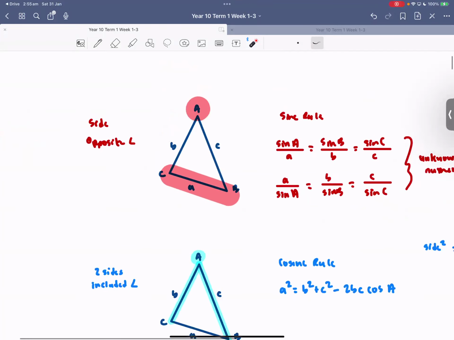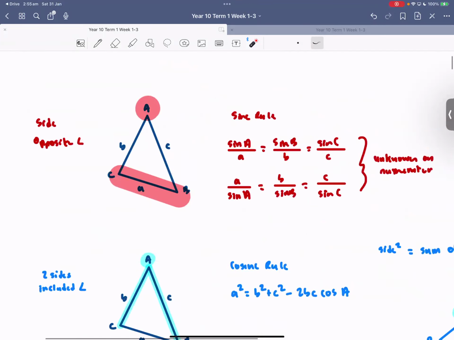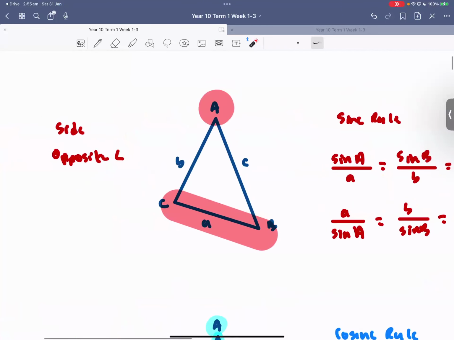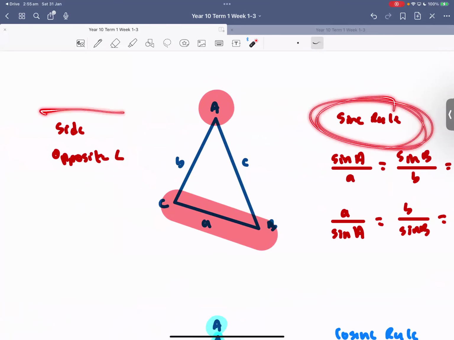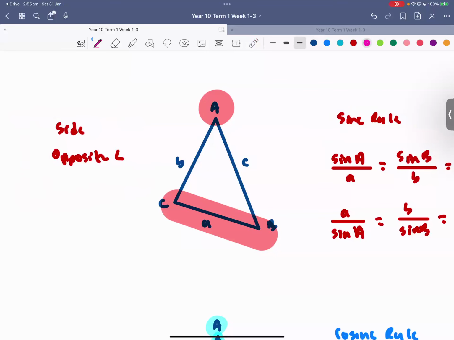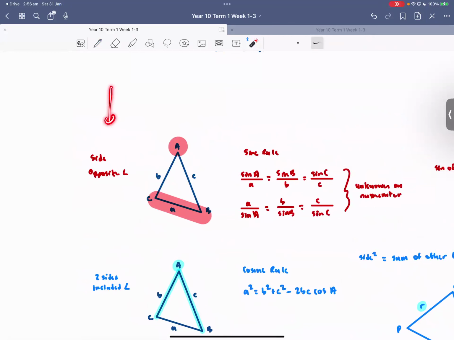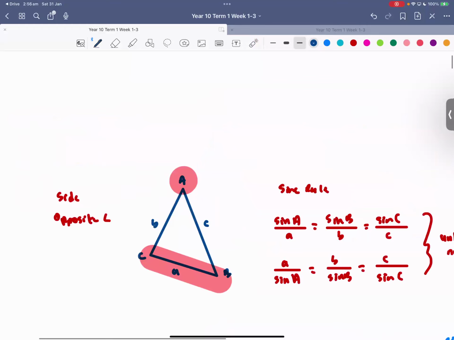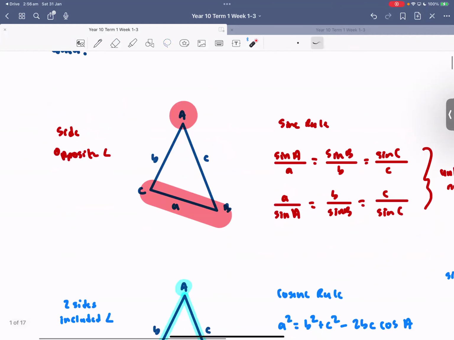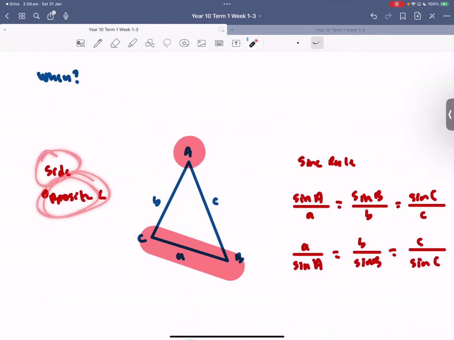There are three rules. The first rule is called the sine rule. When do we use the sine rule? If you have a side and the opposite angle. If I label what each of the columns stand for, this column here is probably the most important column. It stands for when we use that rule. We will use the sine rule if you get given a side and the opposite angle.